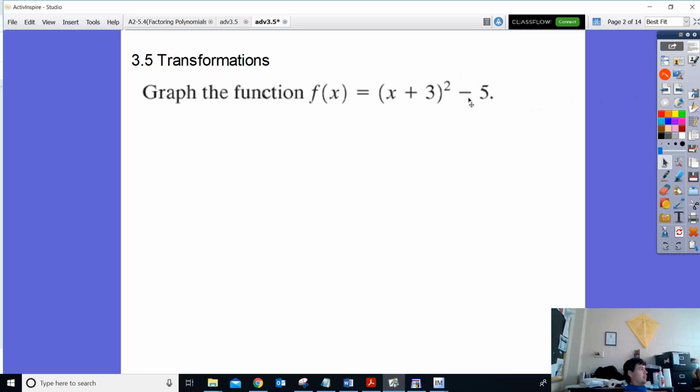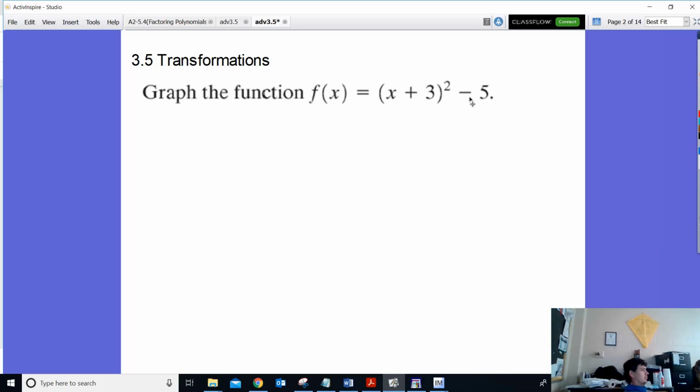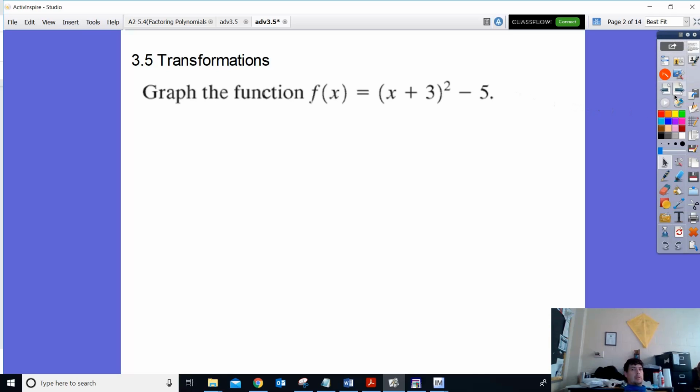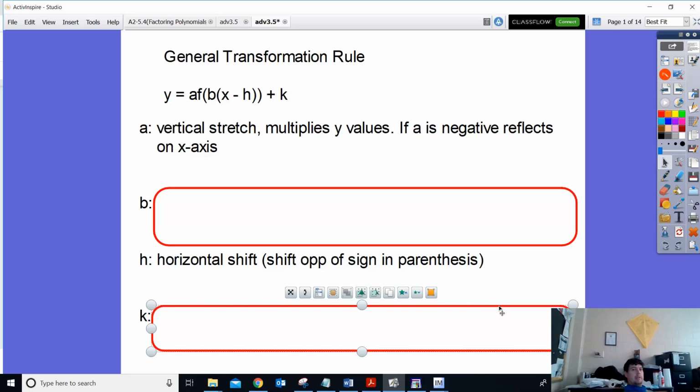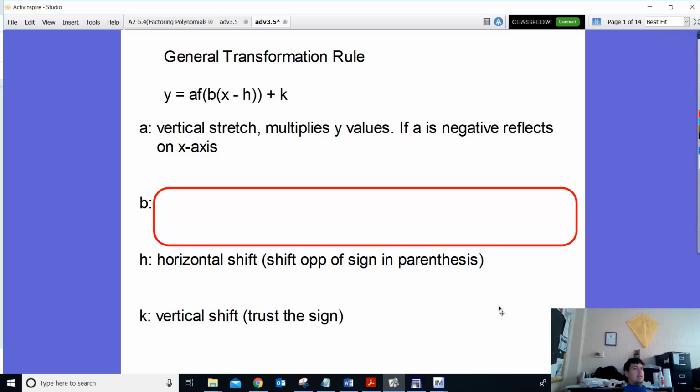About that minus 5, what's that do to the graph of mom? Moves it down. Call that a vertical shift. Hopefully I put the f in here. There we go, vertical shift. Trust the sign. So we talked about this. Although you seem to have forgotten every bit of it, you should be comfortable with vertical stretches, horizontal and vertical shifts.